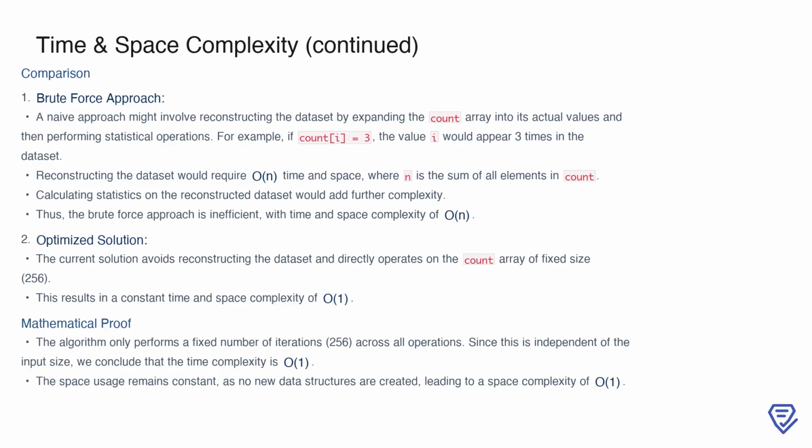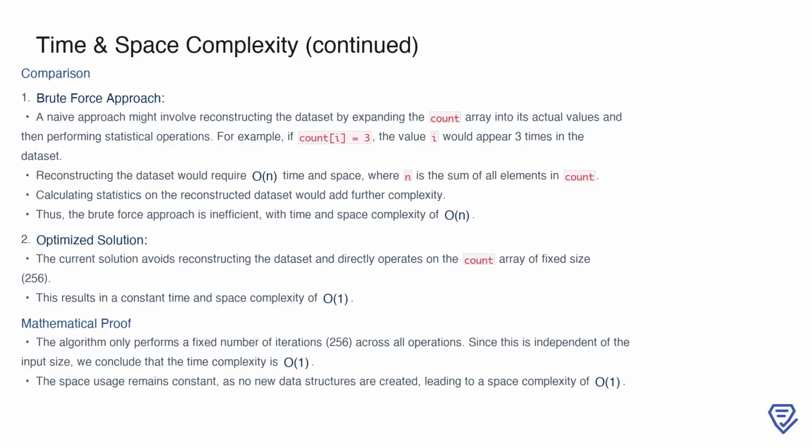Performing statistical calculations on this reconstructed dataset would add further overhead, making the brute force approach highly inefficient with a complexity of O(n). In contrast, the optimized solution avoids this reconstruction entirely by directly operating on the fixed-size count array. This results in constant time and space complexity, O(1).